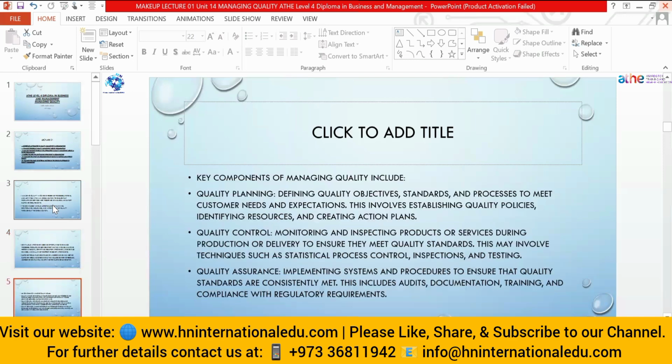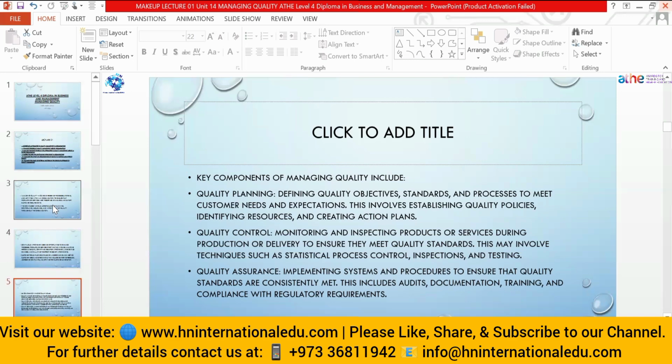Then we have key components of managing quality, which was in the unit aim of the roadmap. The first one is quality planning: defining quality objectives, standards, and processes to meet the consumer needs and expectations. This involves establishing policies, identifying resources, and creating action plans. So what do we do in the planning? All the planning process of achieving the goals and objectives, regardless of whatever the organizational objectives are, we're going to plan it in the quality planning.